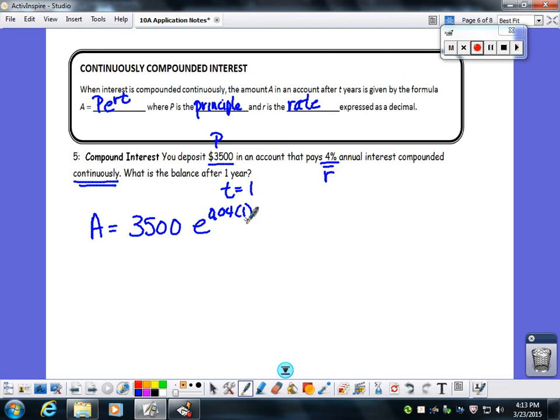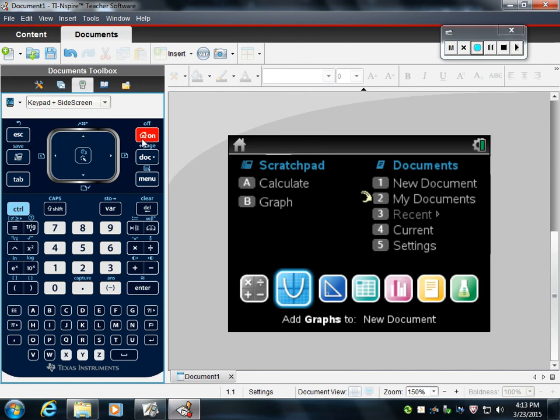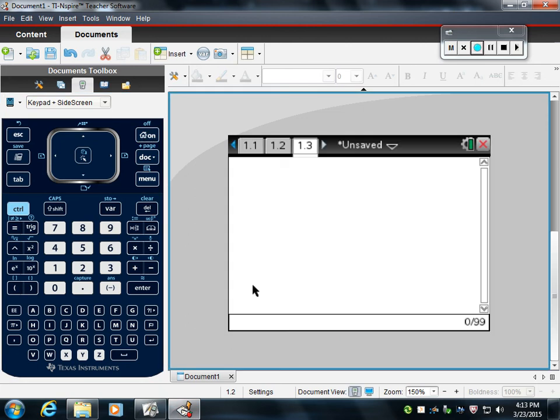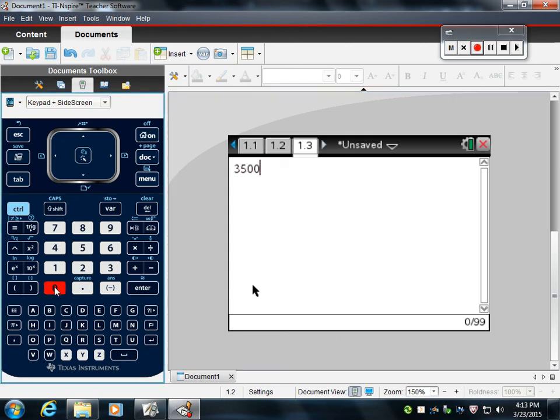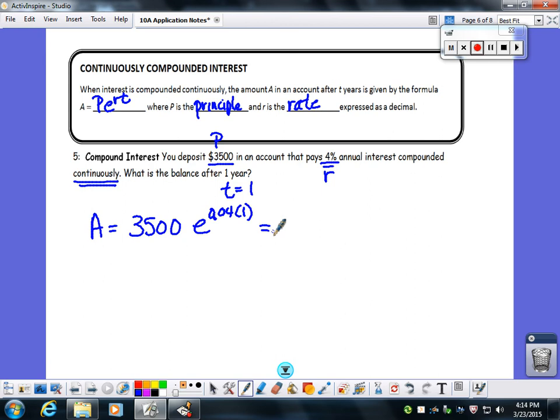All right, and you literally want to put that in the calculator with e. Don't put this as 2.7. You actually want to put it in the calculator with e. So let's do that with the calculator real quick. You want to be on the calculate screen. So you're going to have your 3,500 times e to the 0.04 times 1. Hit enter, and that's how much money you're going to have. Okay, so that's going to give us $3,642.84.